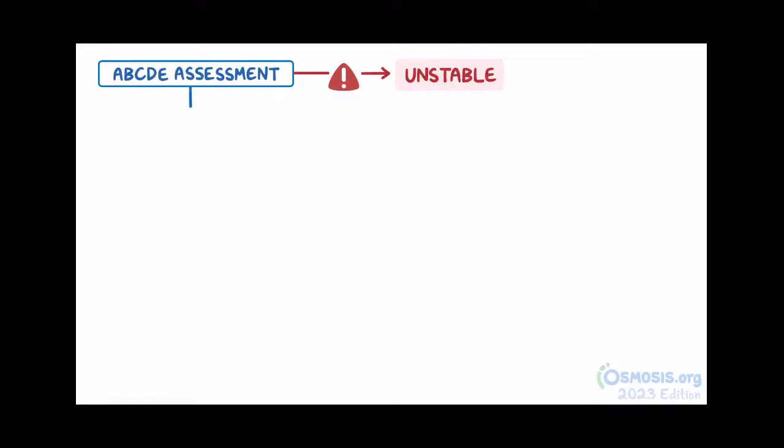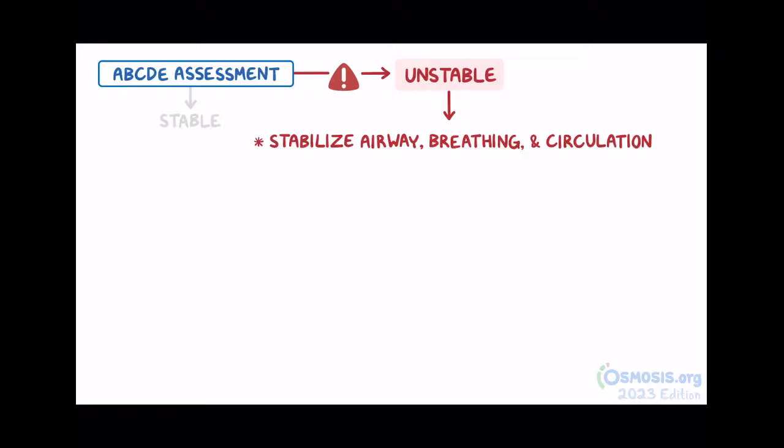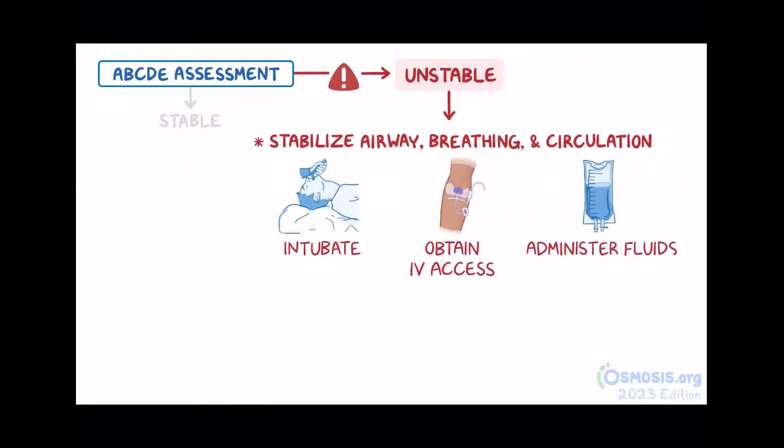When evaluating a patient with burns, your first step should be an ABCDE assessment to see if the patient is unstable or stable. If the patient is unstable, first stabilize their airway, breathing, and circulation. This means that you may need to intubate the patient, obtain IV access, and administer fluids before continuing with your assessment.